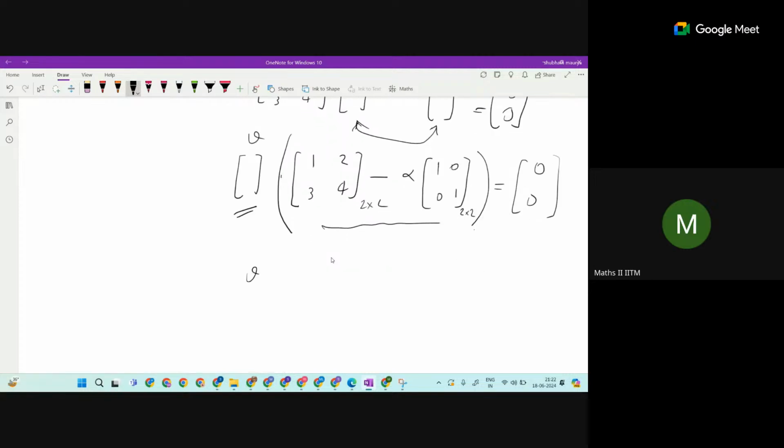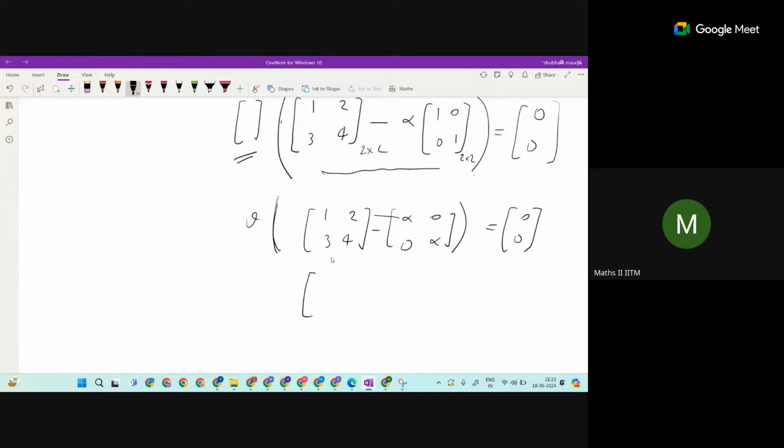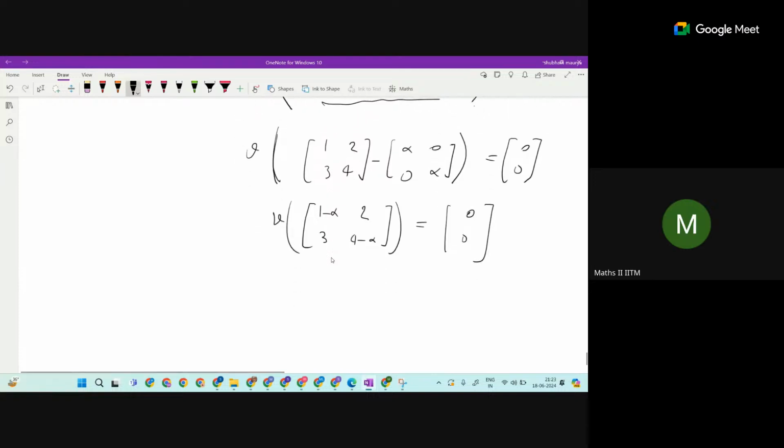So now this v is there, and this is the same 1, 2, 3, 4, minus alpha times 0, 0 alpha, and this side is 0, 0. What is the next step? Subtraction happens entry-wise: 1 minus alpha, 2, 3, 4 minus alpha, and this v outside, equal to 0, 0. So see that this v is multiplied here and then you get this vector.